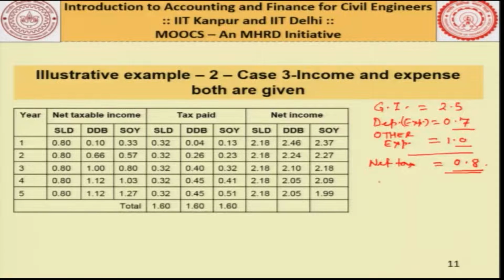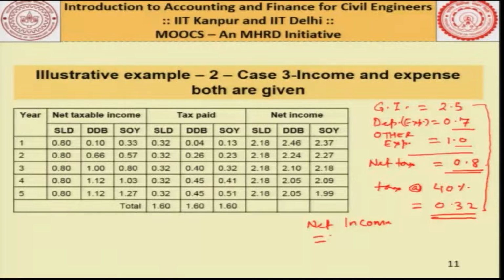Now, we are paying taxes at a rate of 40%, so 40% of 0.8 is 0.32. So, my net income is going to be 2.5 minus the taxes, and minus, remember, 1 lakh is your expense. So, this is going to be my net income. If you forget about this expense portion, if you want to keep it separate, your net income comes to 2.18. This is what is shown here. You can see here, net income is coming to be 2.18 every year for all 5 years.